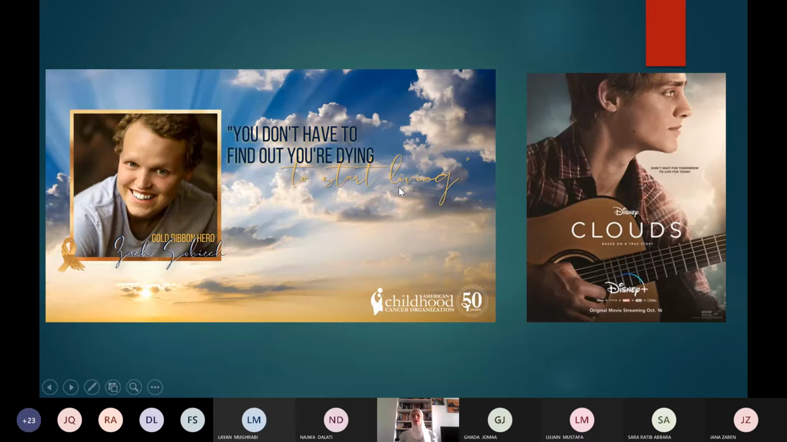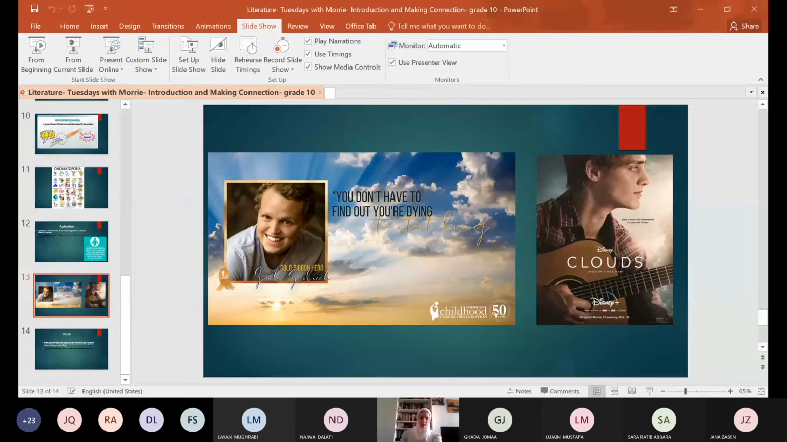You don't have to find out you're dying to start living. What does he want to say? Live your life. Don't start living your life only when you know that you are dying. Actually, the movie is so interesting. I kept crying. The movie is 2 hours, and I cried for an hour and a half. But it is good, and it is based on a real story. Maybe you've heard the song of it.